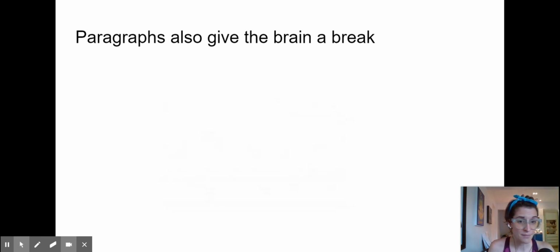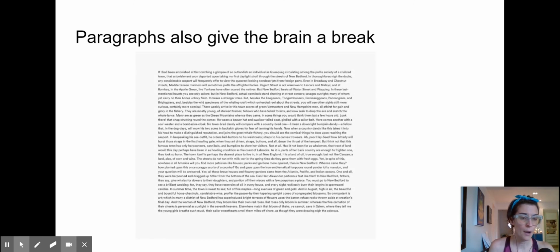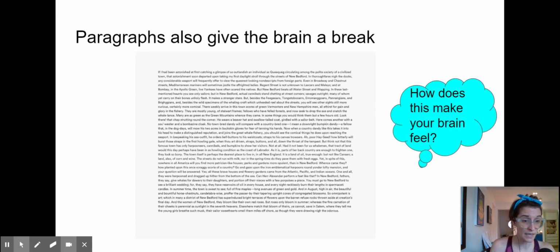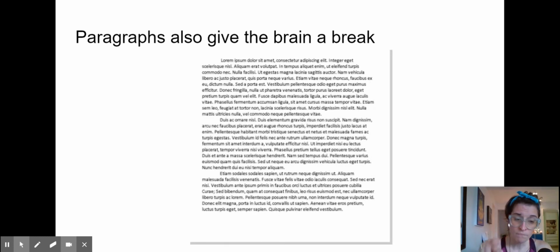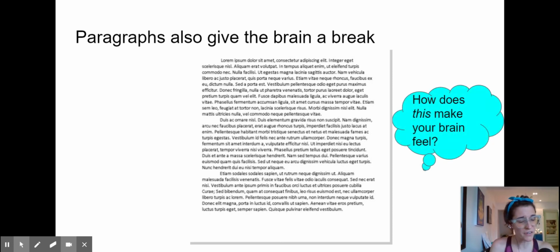Paragraphs also give the brain a break. I see this turned in sometimes. I want you just to check in with yourself. How does this make your brain feel when you look at it? It makes me feel tired. It makes me think, oh my God, it's going to be so long. I can't do it. But then when I see this, I see, oh, it's 3 topics. I get a little break in between. I might take a breath. And then I'm going to see the next one. And then I'm going to see the next one. This one makes my brain feel a little more organized. I'm not as overwhelmed. It doesn't seem like so much to take in.